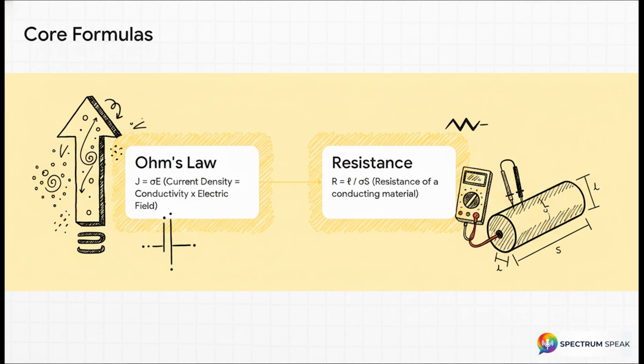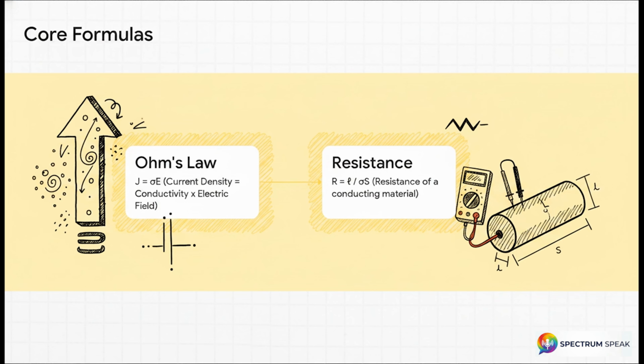All right, now let's build our mathematical weapons. We've got to link these microscopic, totally invisible fields to the macroscopic resistance you'd actually measure with a multimeter. Your two core formulas are these. First up, the point form of Ohm's law, where current density, J, equals the material's conductivity, sigma, multiplied by the electric field, E. Second, the total resistance, R, equals the length of the conductor divided by its conductivity times its cross-sectional area.